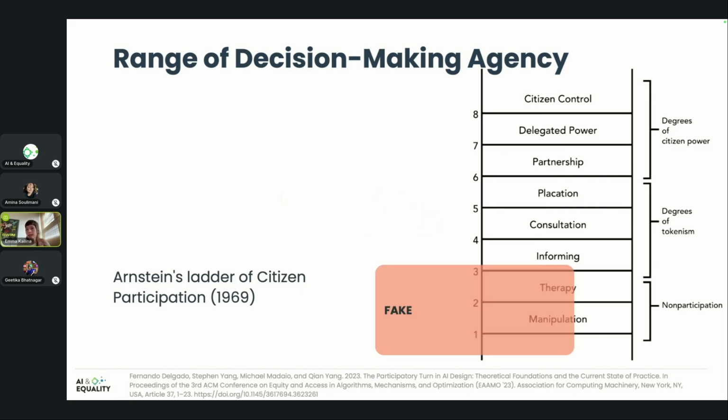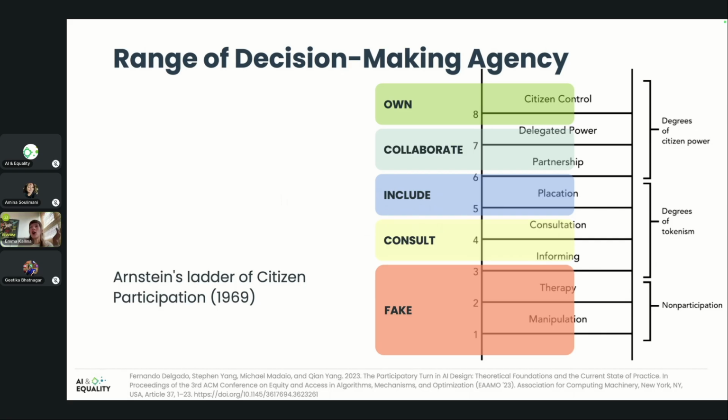Basically, there is non-participation. If you manipulate someone so they think they participated, but actually you've just made them think that this is something they want, then this is fake. Then there's consult, which is basically you, for example, observe someone. Actually, I'm not going into too much detail here. I'll do this in a second. So there's fake involvement, there's consulting, including, collaboration, own.